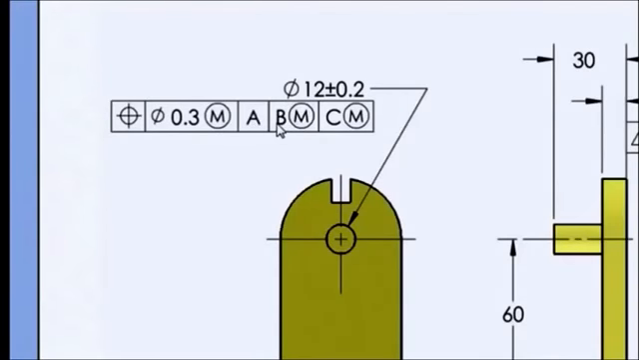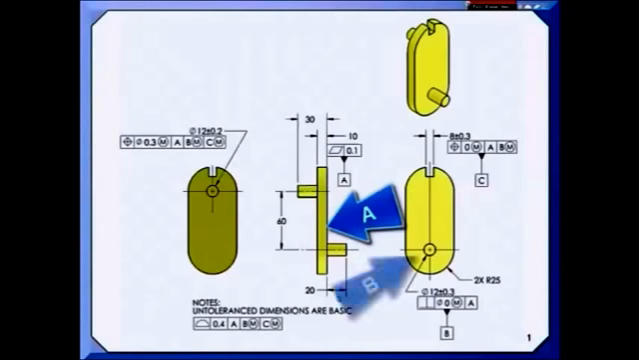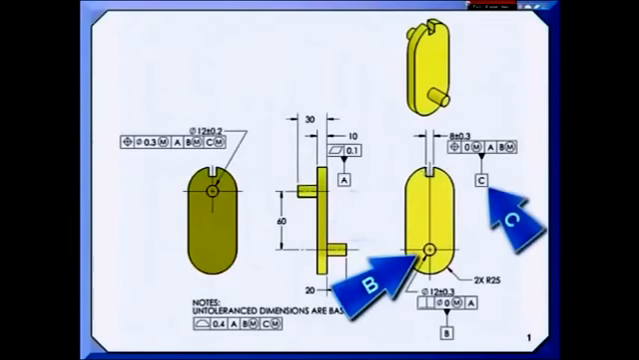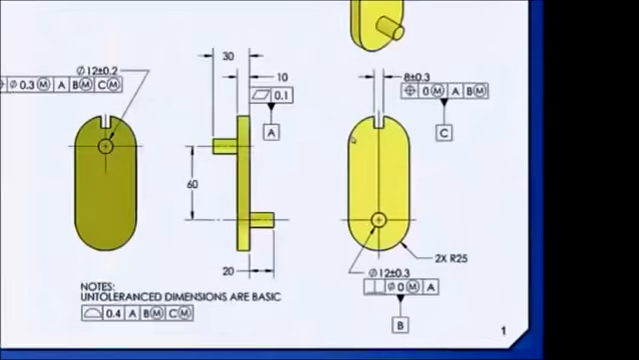Datum feature A is this surface. Datum feature B is this boss. And datum feature C is that slot, which is stopping rotation. But for the point I want to make in this tip, we don't have to think about that. Let's take a look at datum feature B.